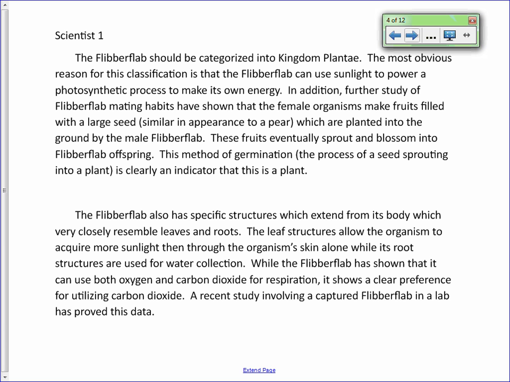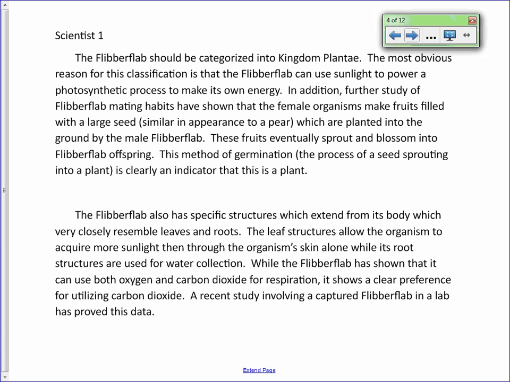The flipper flag should be categorized into kingdom plantae. The most obvious reason for this classification is that the flipper flag can use sunlight to power a photosynthetic process to make its own energy. In addition, further study of flipper flag mating habits has shown that the female organism makes food filled with a large seed, similar in appearance to a pear, which is planted into the ground by the male flipper flag. These fruits eventually sprout and blossom into flipper flag offspring. This method of germination, the process of a seed sprouting into a plant, is clearly an indicator that this is a plant.